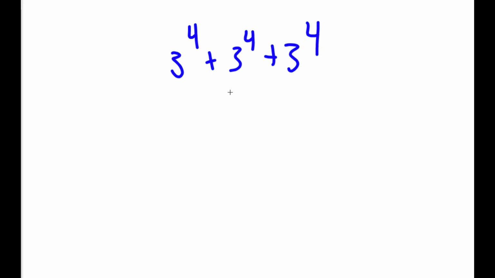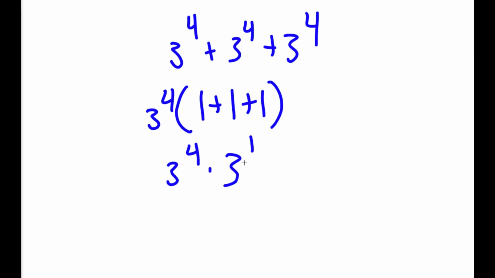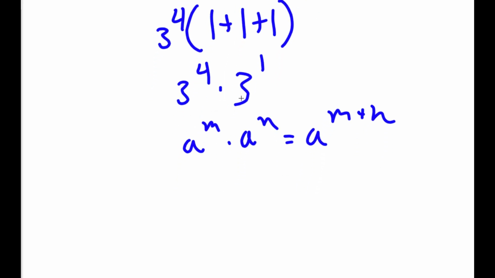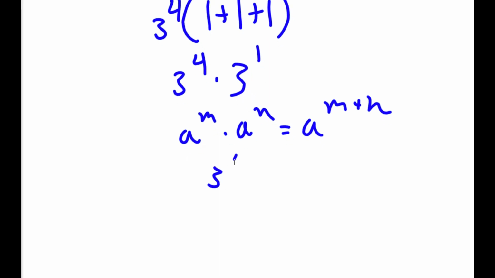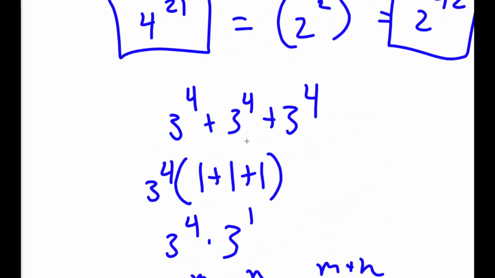Okay, so now to solve this problem, I'm going to first factor out 3 to the power of 4. So I have 3 to the power of 4 times 1 plus 1 plus 1. Now 1 plus 1 plus 1 is 3. So I have 3 to the power of 4 times 3 to the power of 1. A to the power of m times a to the power of n is equal to a to the power of m plus n. So 3 to the power of 4 times 3 to the power of 1 would equal 3 to the power of 4 plus 1, which is equal to 3 to the power of 5. So that would be our answer to this problem.